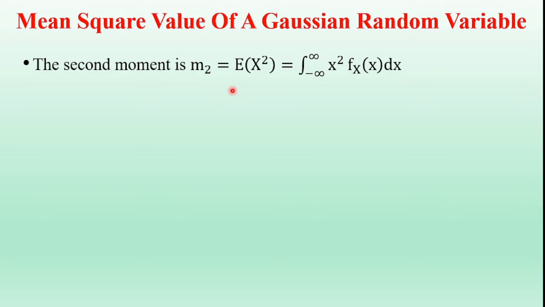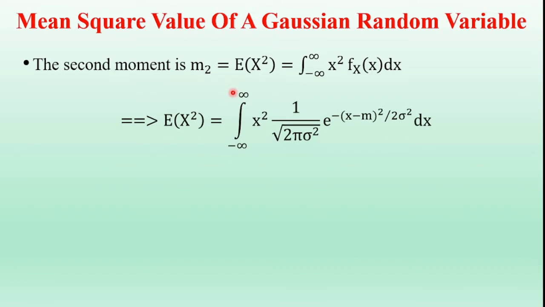Now, capital X is the Gaussian random variable. Then the probability density function of the Gaussian random variable is fx of x is 1 by square root of 2 pi sigma square, e power minus of x minus m whole square by 2 sigma square. This exponential term is written as e power minus of x minus m by sigma whole square by 2.